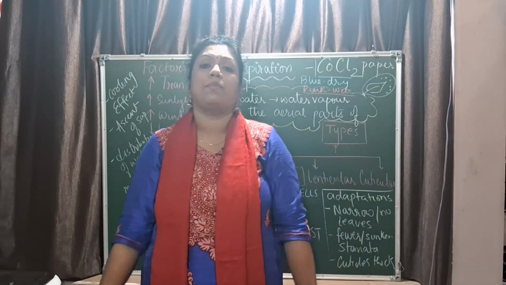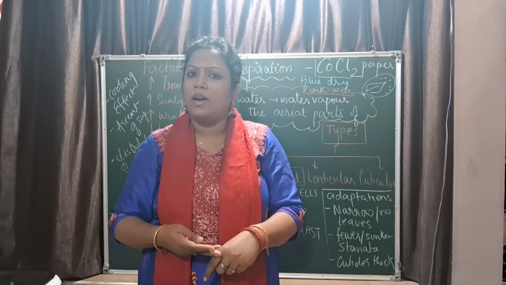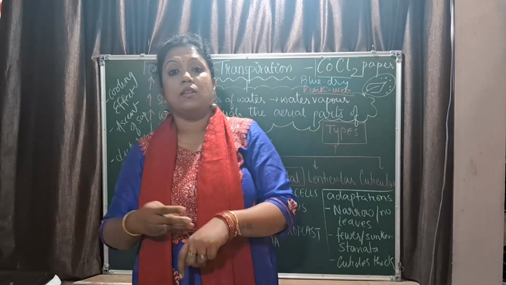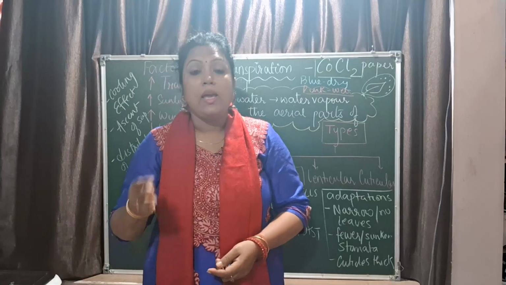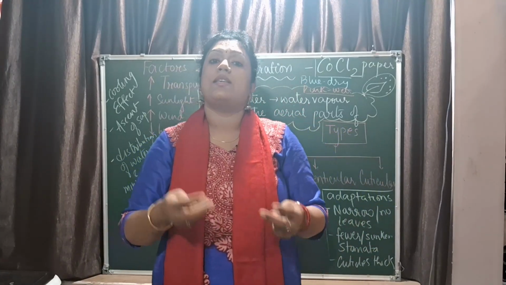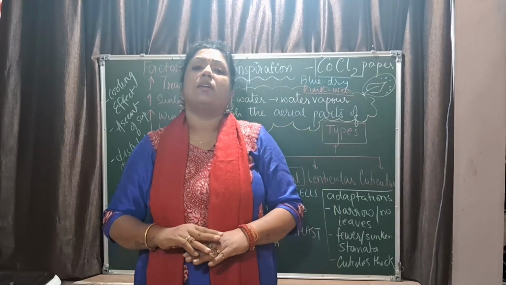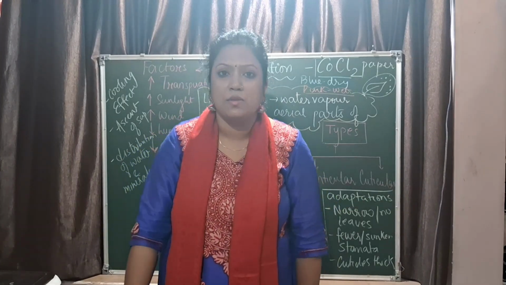Similarly, there is one more process called bleeding. Bleeding is the same as what happens in us. You have a cut and the blood oozes out. That is bleeding. In plants also, if there is any kind of mechanical injury or cut, the cell sap oozes out. This is called bleeding. This is the complete chapter of transpiration.